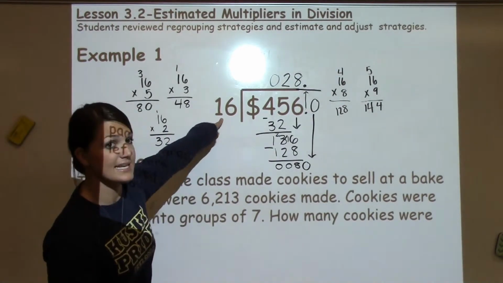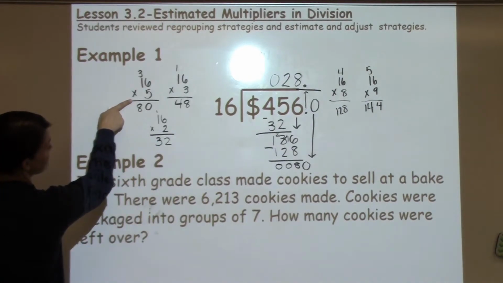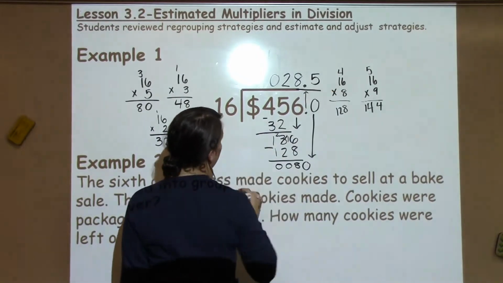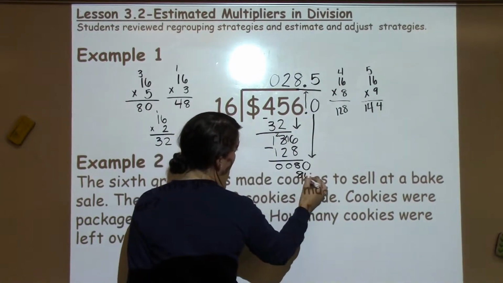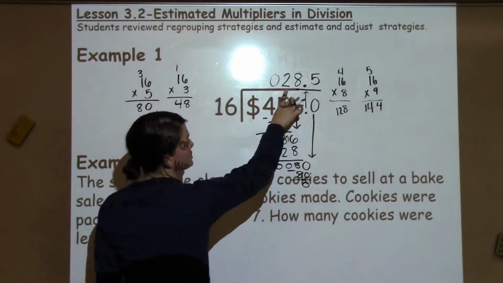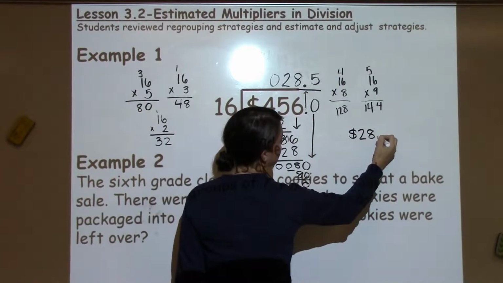So this is 16. How many times can it go into 80? Well, good thing I saved my work because I have that problem right here and I don't have to do it again. It's 5. 16 times 5 gives me exactly 80. When I subtract, I have 0 left. So 28.5 would be the same as $28.50.